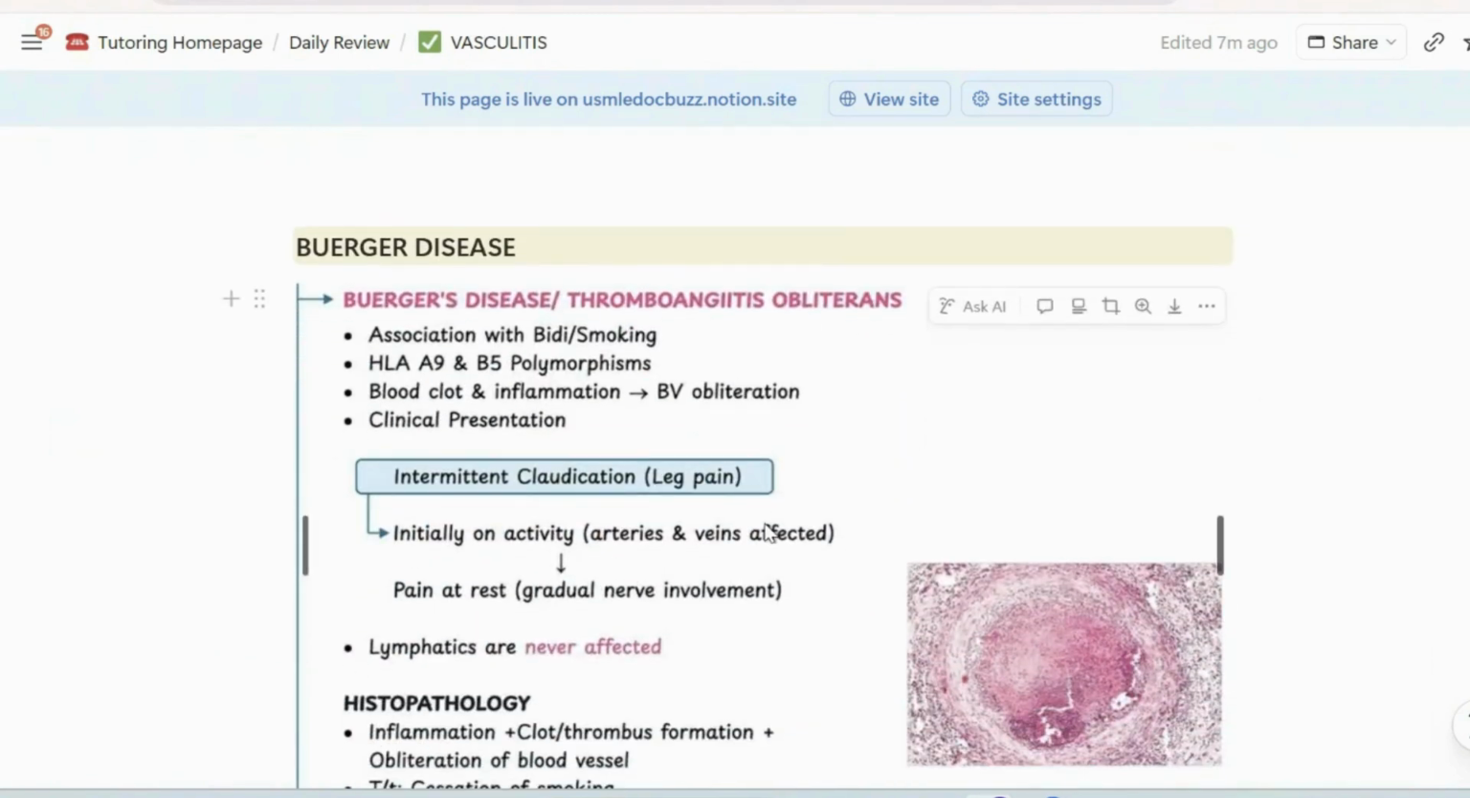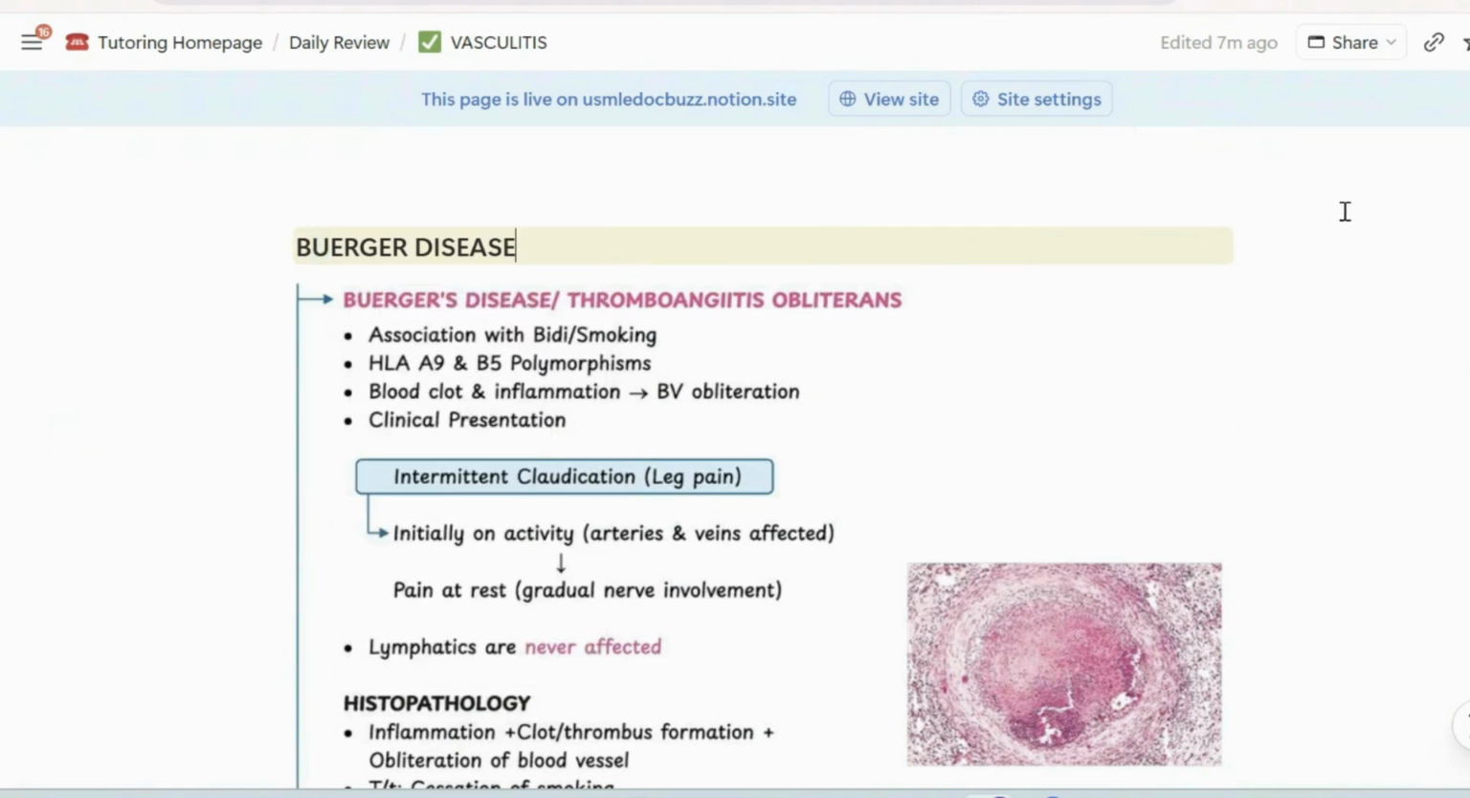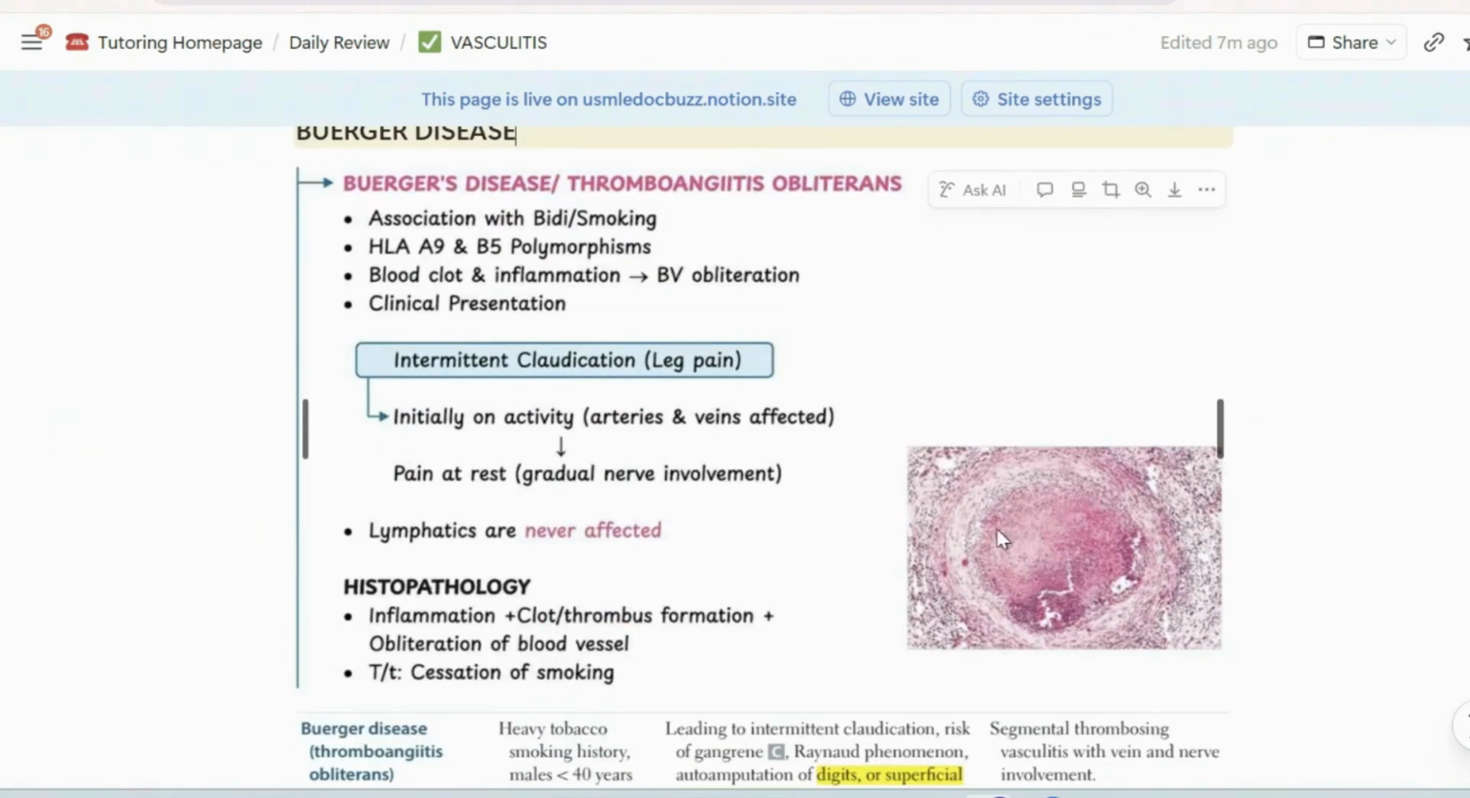All right, next comes Buerger's disease. Okay, this is Buerger with a U. Very important, right? There is a Berger with no U, right? And it's usually seen as a nephropathy, but this is called thromboangiitis obliterans, right? Obliterans meaning complete obliteration of the lumen. There's no flow at all, okay?